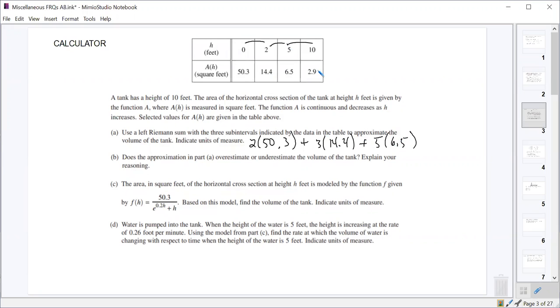If we're doing a right Riemann sum, we start on the right. And what did that come out to be? 176.3. And what are your units on this? Well, we are integrating our area, so here, what are we? They're feet, yeah, cubic feet.